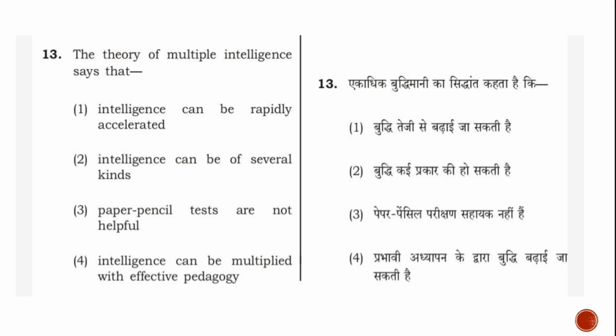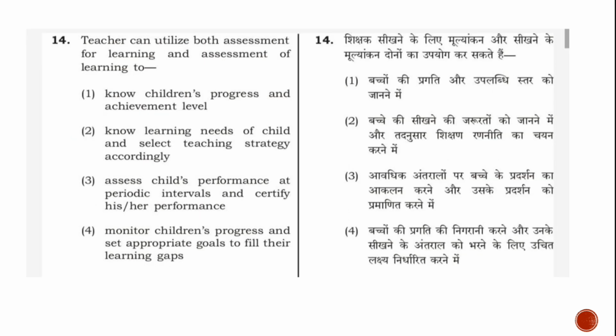The theory of multiple intelligence says that. Answer. Intelligence can be of several kinds. Teacher can utilize both assessment for learning and assessment of learning to dash. Answer. Know children's progress and achievement level.